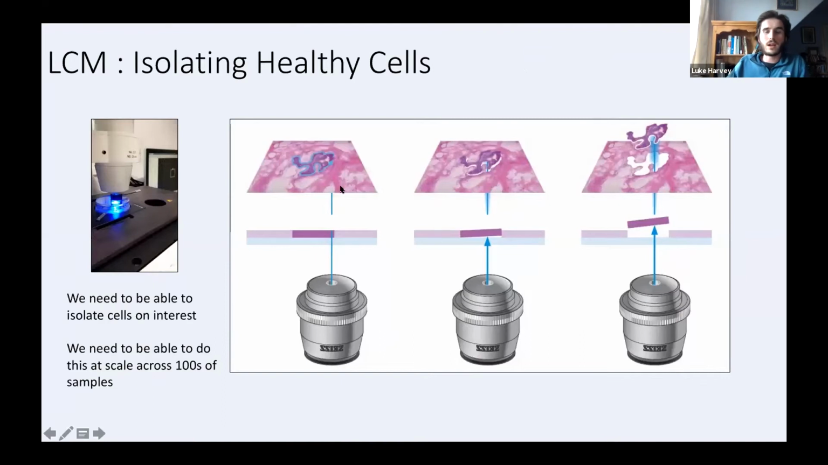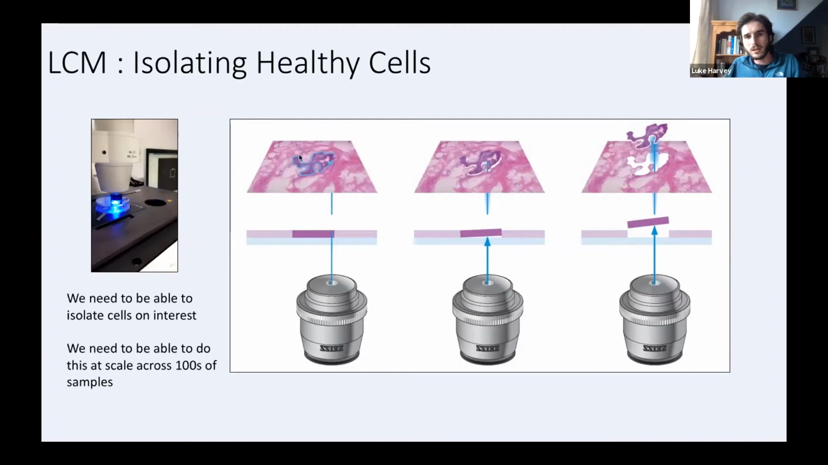We use laser capture microdissection, or the LCM as we call it. On the left, you can see a picture of the LCM we have in our lab. It is a very high-powered photon laser, which is attached to our microscope.